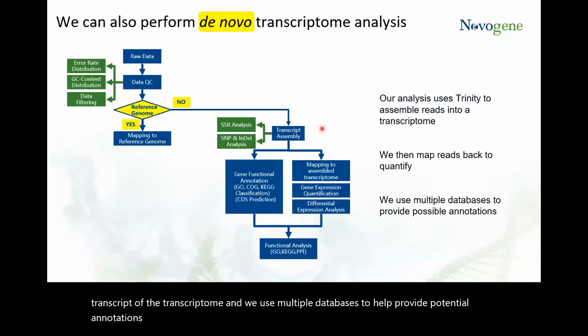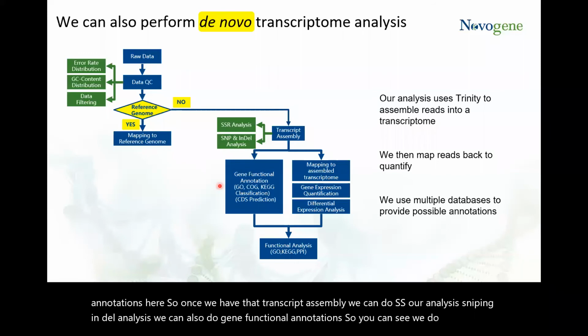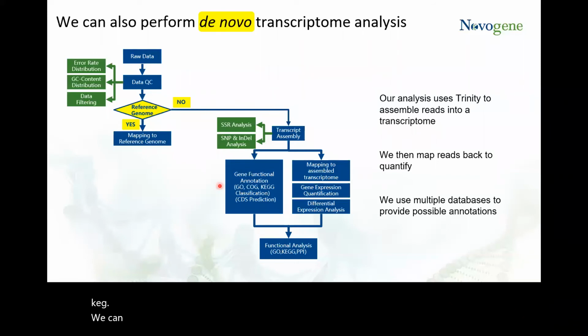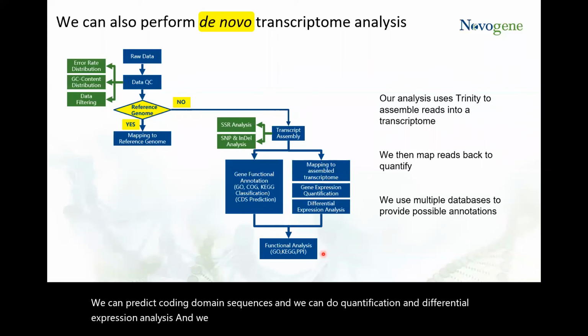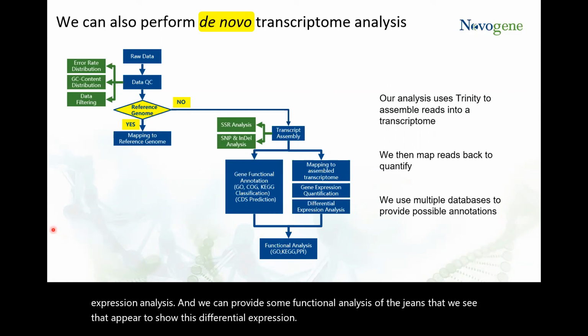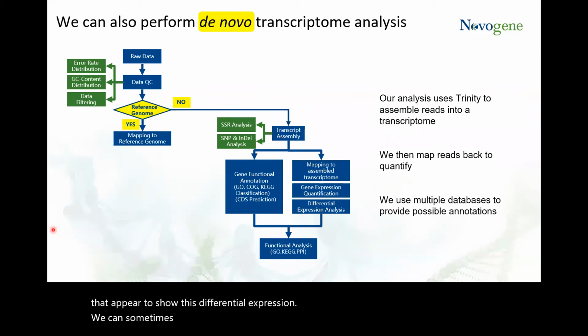So once we have that transcript assembly, we can do SSR analysis, SNP and indel analysis. We can also do gene functional annotation. So you can see we do GO, COG, and KEGG. We can predict coding domain sequences, and we can do a quantification and differential expression analysis. And we can provide some functional analysis of the genes that appear to show this differential expression. We can sometimes offer additional specialization, and our bioinformatics team is constantly updating our packages, so please inquire for the most recent information.